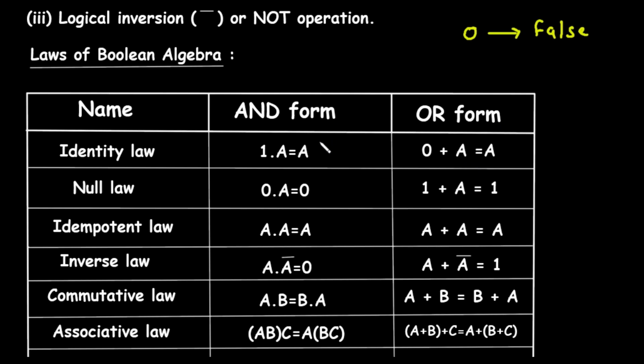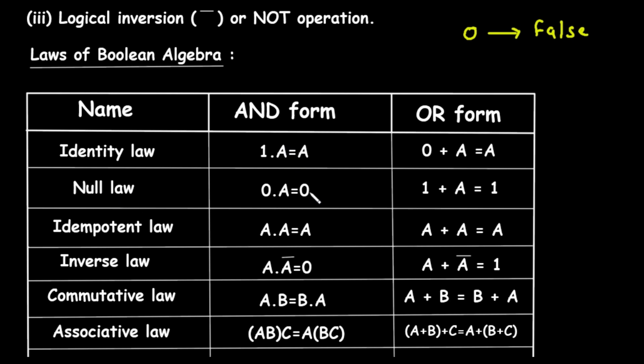Now for the AND form. A AND true equals A. So here we can see 1 into A is equal to A. Similarly, if you combine a variable A with true, 1, the result is just A. Multiplying by 1 has no effect. So it is like 0 plus A is equal to A. Now here 1 into A is equal to A. This is called the identity law.